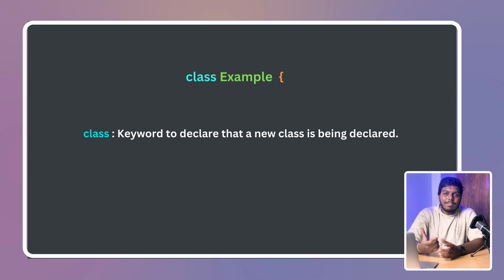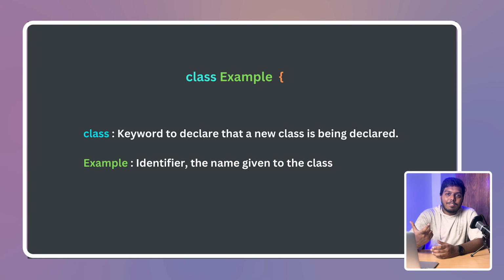This line uses a keyword class to declare that we are going to create a new class. Class is nothing but a blueprint of an entire program or the logic. Think of a class as a blueprint of your entire building, such as your house. And we are using another word which is example. We can consider this example as an identifier. An identifier is something which we use to identify something. In this case, it is our class.